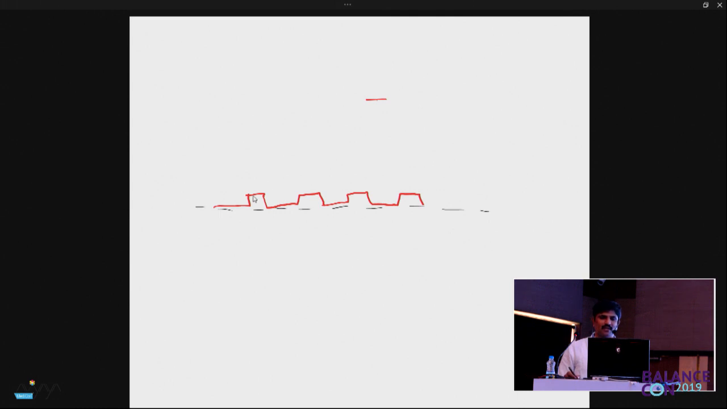So what are the three? There is a fast movement, no movement, fast movement. No movement, fast movement, no movement, fast movement. It looks like a square. So this is called a square wave jerk. Fine?